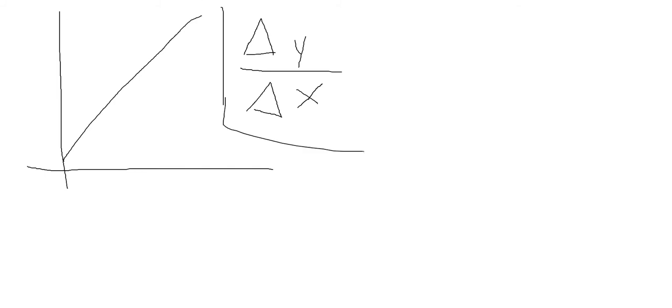Now, the equation for finding a slope, not for writing the whole equation out, is delta y over delta x. This is the complete equation for it. This is a complete one.